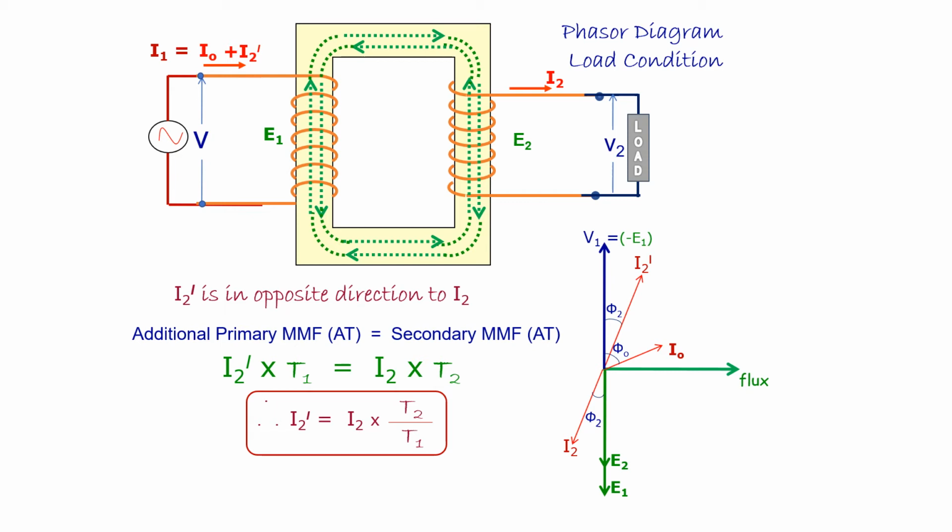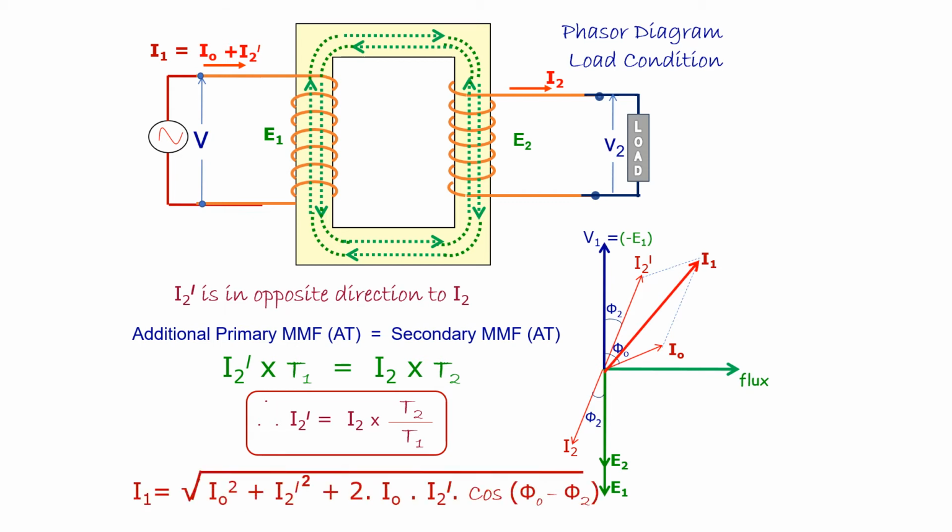In the phasor diagram, we complete the parallelogram for the addition of I0 and I2 dash and get the I1 phasor. I1 can be calculated from the parallelogram as the root of I0 square plus I2 dash square plus 2 into I0 into I2 dash into cos of the angle phi 0 minus phi 2.